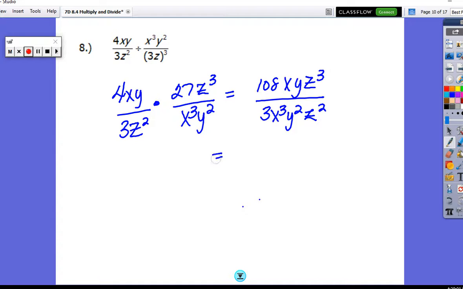Let's clean up. 3 goes into 108 36 times. My x's: I got x to the first on the top and x to the third on the bottom, which is going to leave x squared in the bottom. I got y to the first, y to the second, so it leaves me with y in the bottom. And I'm going to be left with a z up top.